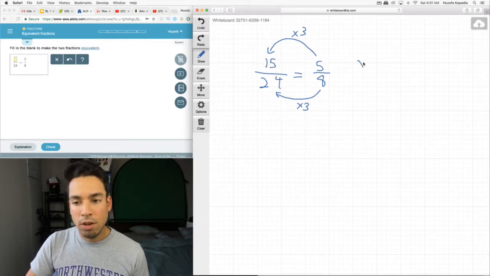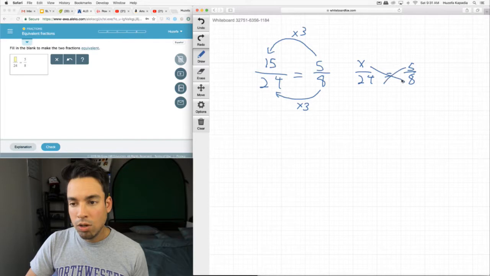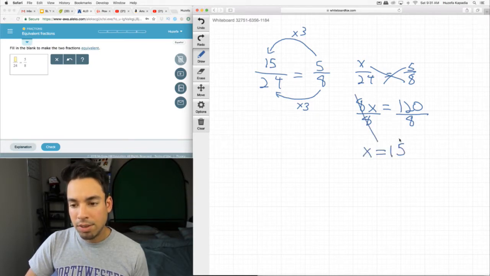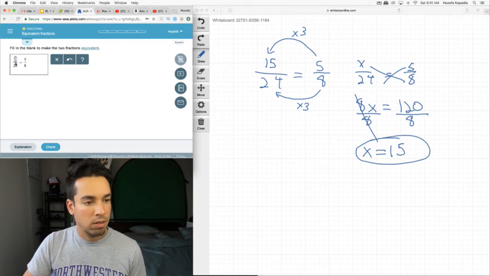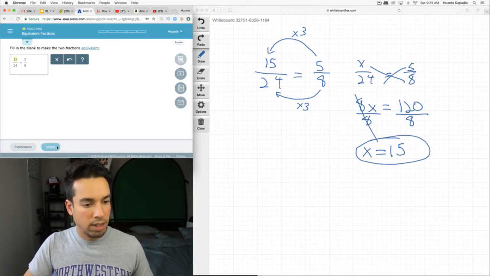And now just to show you, if you wanted to cross multiply, this is how you would use cross multiplication. We cross multiply, which becomes 8 times x equals 5 times 24, which is 120. Right? And then we want to isolate x, so we divide both sides by 8, opposite of multiplying, and we get x equals, same thing, 15. 15, and done.